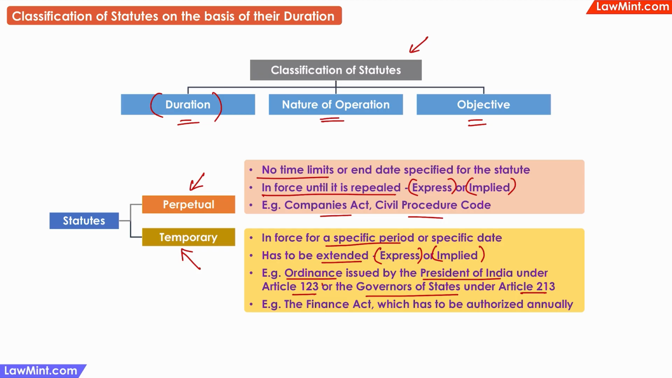The articles of the Constitution that enable such ordinances also specify their expiry. For example, Article 123 says that an ordinance issued by the President of India will automatically cease to operate at the expiration of 6 weeks from the reassembly of the Parliament. The Finance Act is also a temporary statute because it has to be authorized annually.